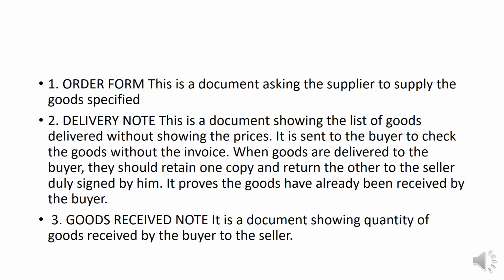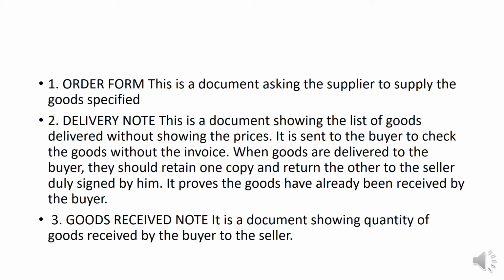Then we go to number 3, that is goods received note. It is a document showing the quantity of goods received by the buyer from the seller. This is a document that shows the goods that the buyer has bought from a certain supplier.